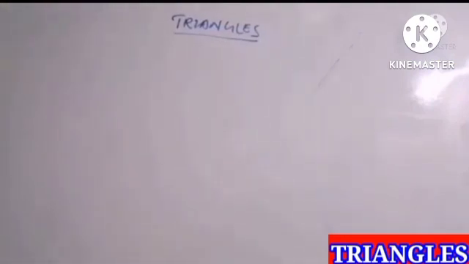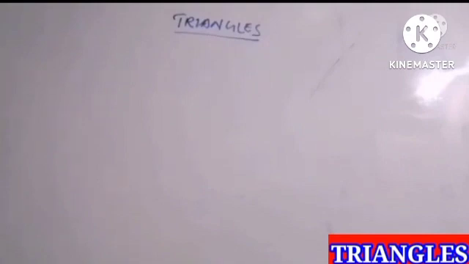A triangle has three sides, three angles and three vertices. For example, in triangle ABC, the sides are AB, BC and AC. Its angles are angle A, angle B and angle C. Which are its vertices? Its vertices are A, B and C.